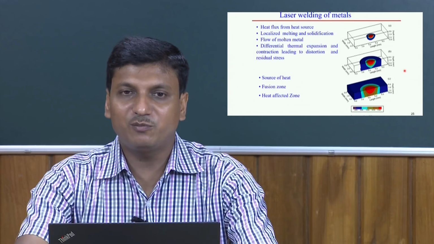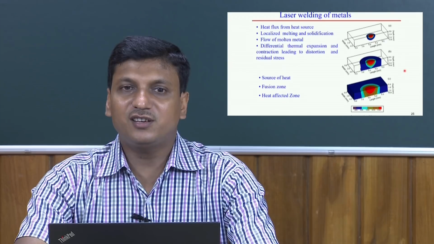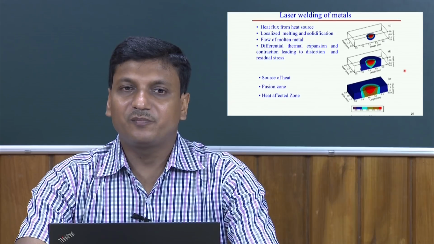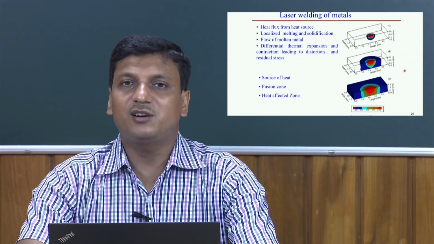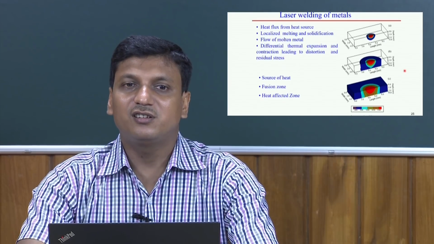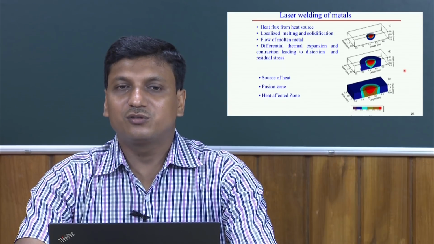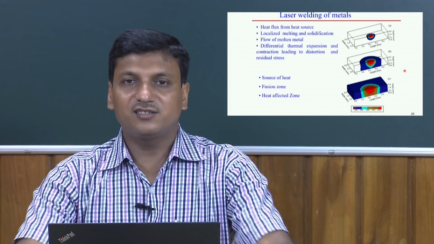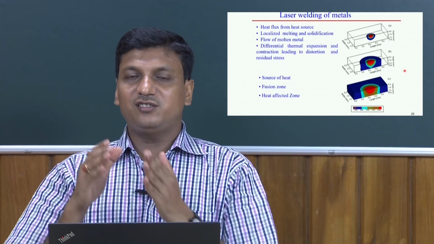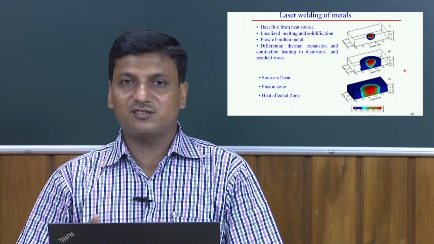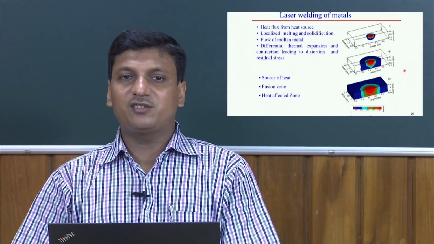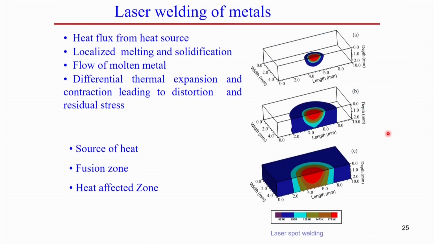We will discuss the flow of the material later, but finally, after the solidification, due to the different thermal expansion and contraction, some amount of distortion is produced in the welded joint as well as some amount of residual stress. This cannot be avoided in any welding process. Now, if we characterize welding processes in general, there is a source of heat, in this case the laser. Next, it creates the fusion zone as well as the heat affected zone. The right hand side figure shows one typical example of laser spot welding. That is the simulation of the laser spot welding.